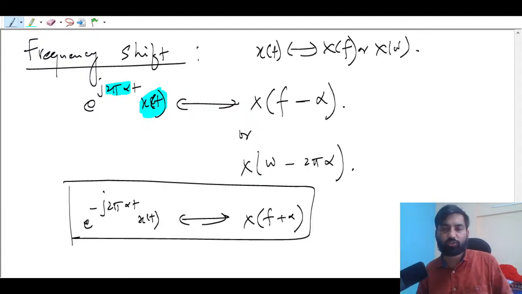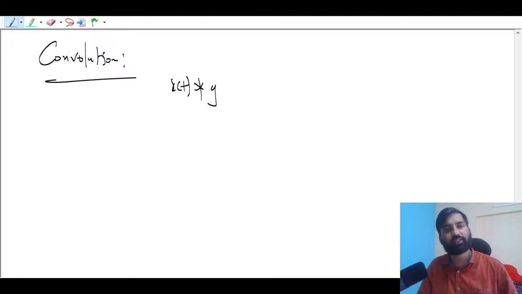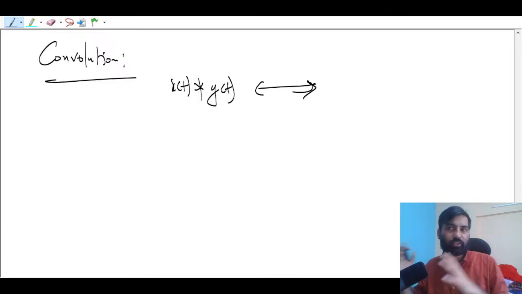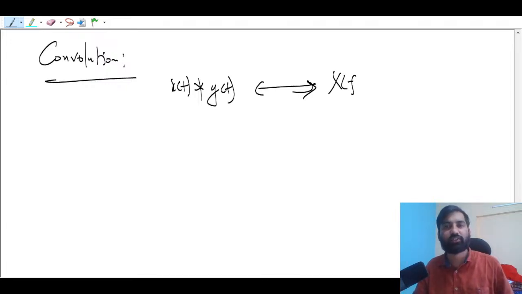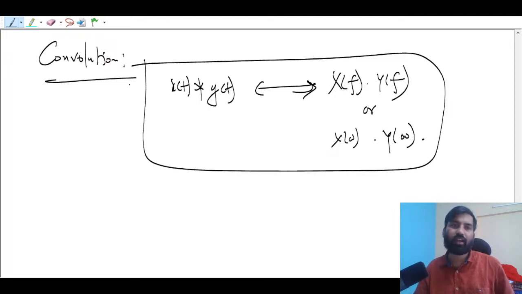Now we'll talk about convolution of two time domain signals. So convolution property. Suppose you have x(t) convolved with y(t). As I said during the convolution discussion, convolution in one domain corresponds to multiplication in another domain. So it is X(f) Y(f), or you can say X(omega) Y(omega). This is one of the important facts, please do remember.